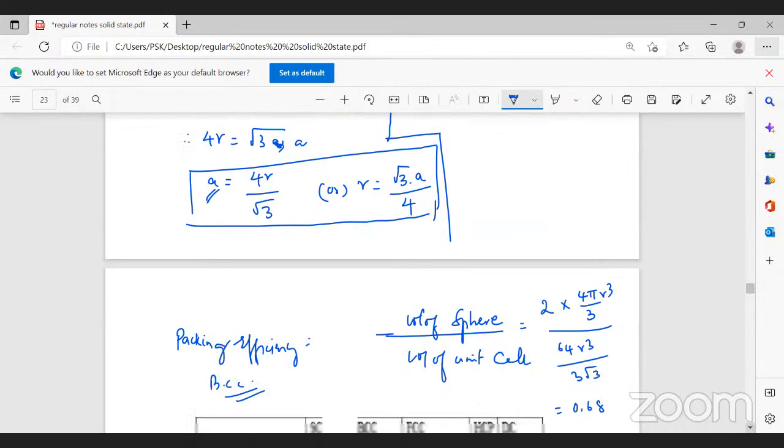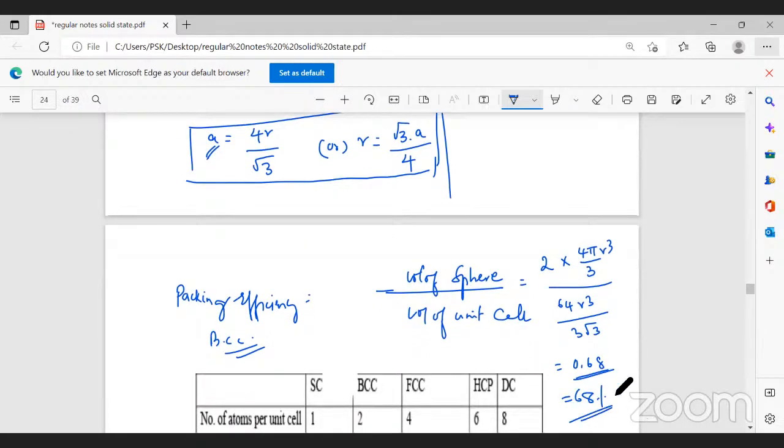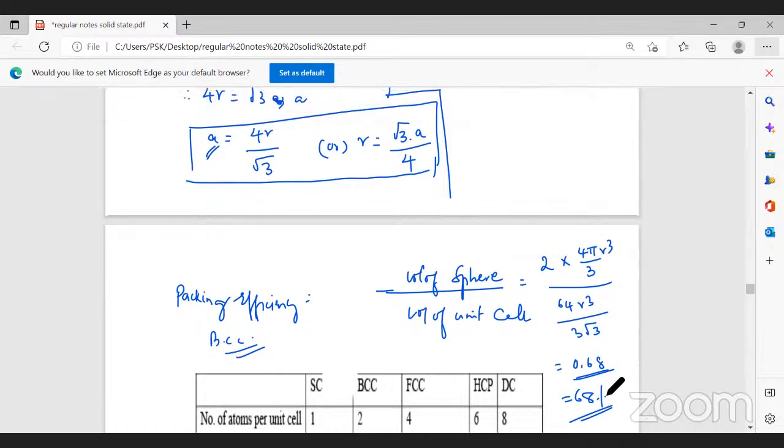Now, packing efficiency is given by the formula volume of the sphere divided by volume of the unit cell. Volume of the sphere is 4 by 3 pi r cube into 2, because the contribution of body-centered particle is 2, divided by 64 r cube by 3 root 3. It gives you 0.68. It is nothing but 68%. The packing efficiency in body-centered cubic lattice is 68%.